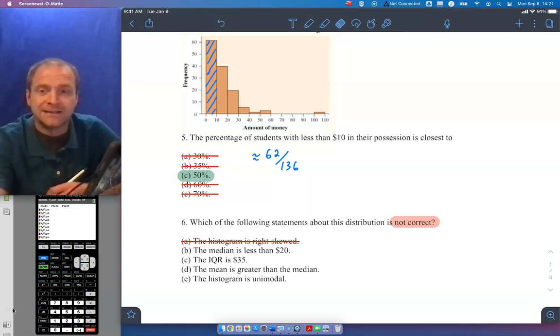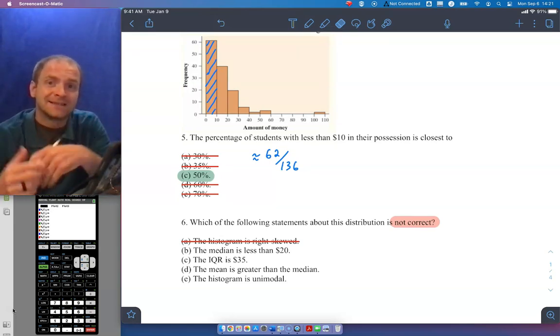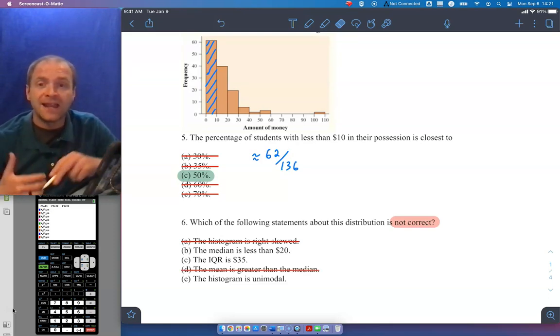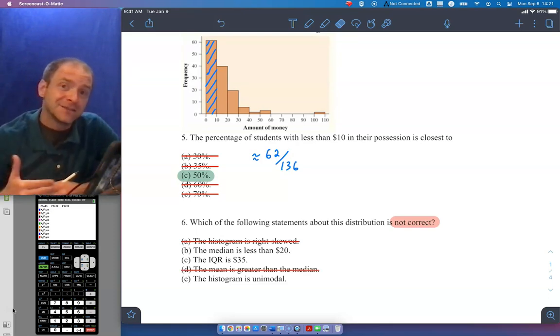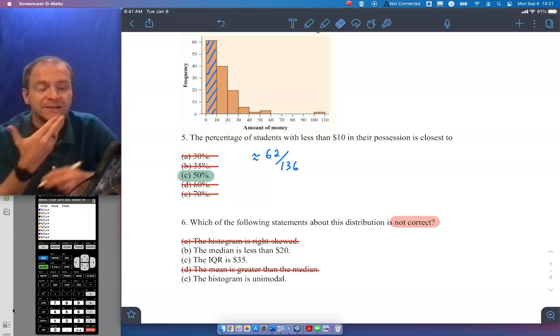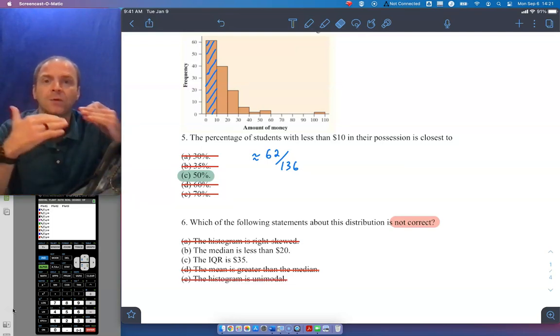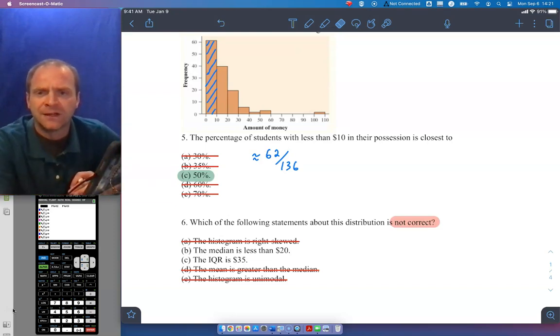I'm going to look at D and E. Well, D says the mean is greater than the median. Well, we just said the histogram is right skewed. And when it's right skewed, the mean gets pulled into the tail a little bit because it's not resistant to outliers. So because A is true, I can cross out D as well because D is true. Those are both correct based off of that histogram. The histogram is unimodal, and I look at it, that bin from 0 to 10 does have the highest amount of all the frequencies. So it's either B or C, which does involve calculation, so I need to be careful.